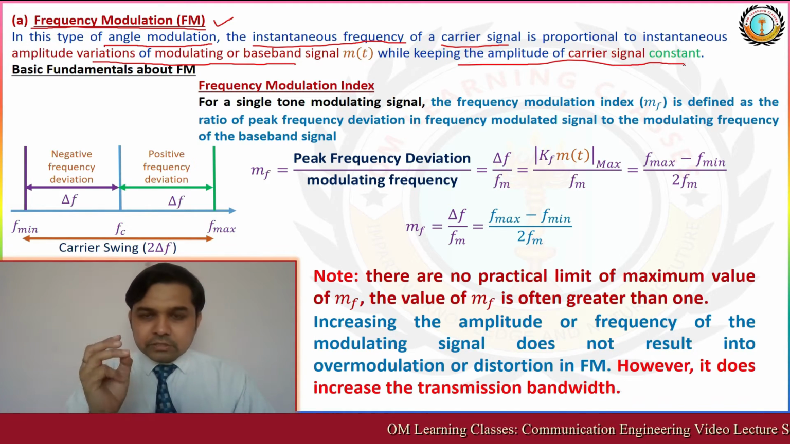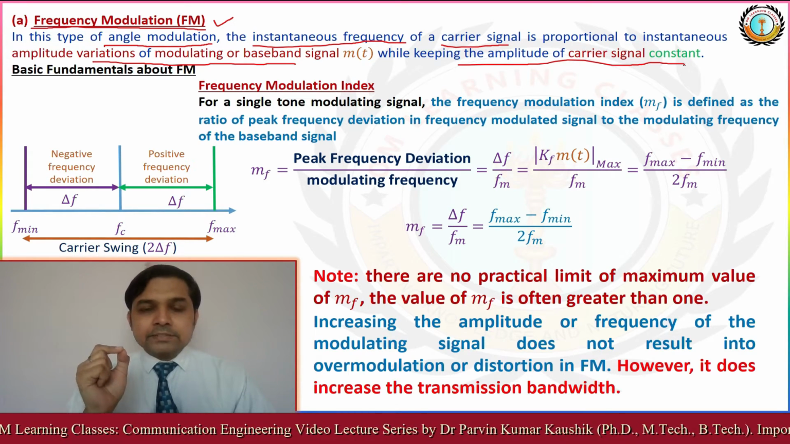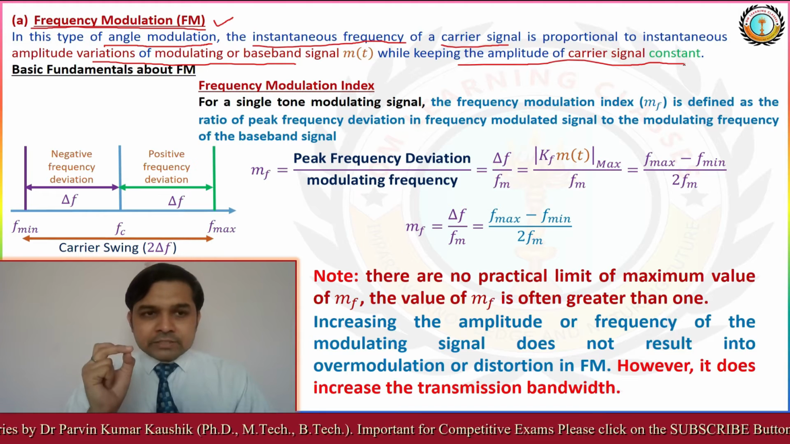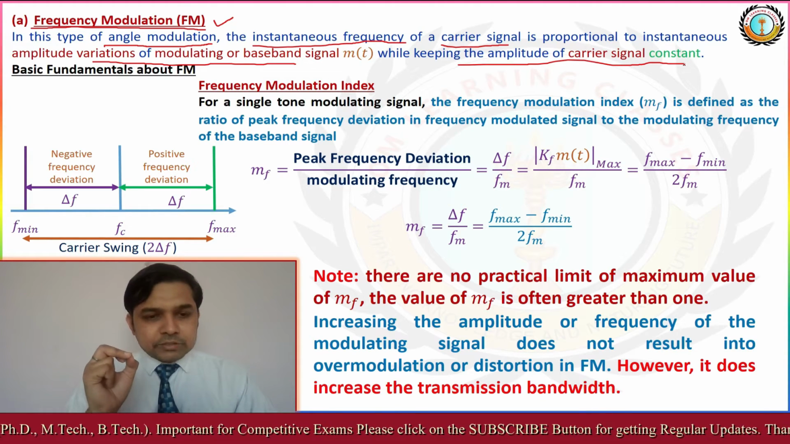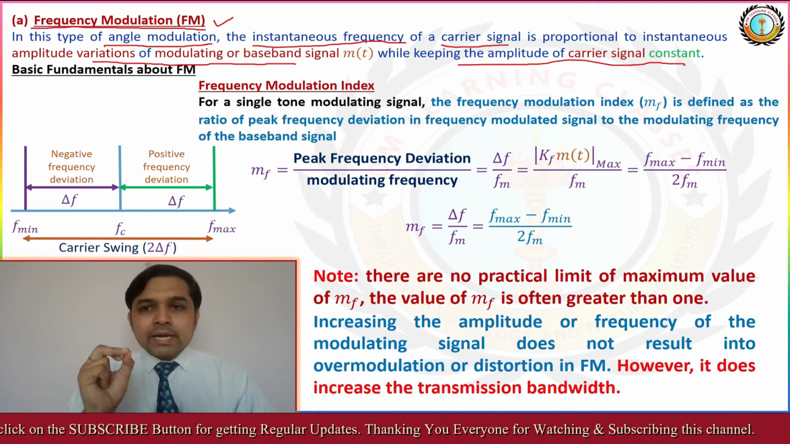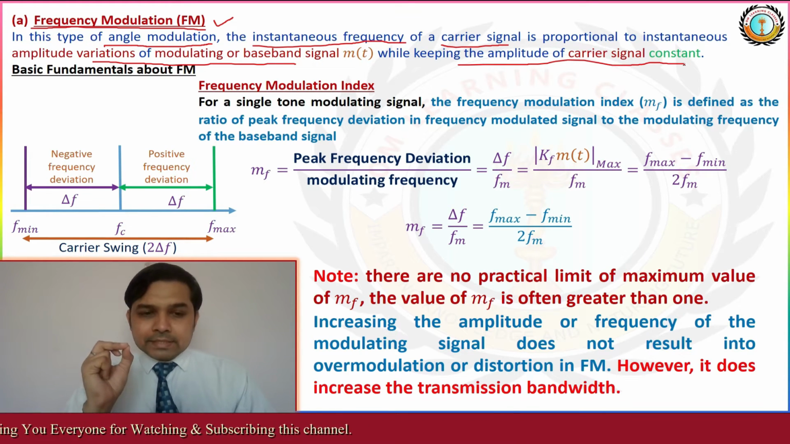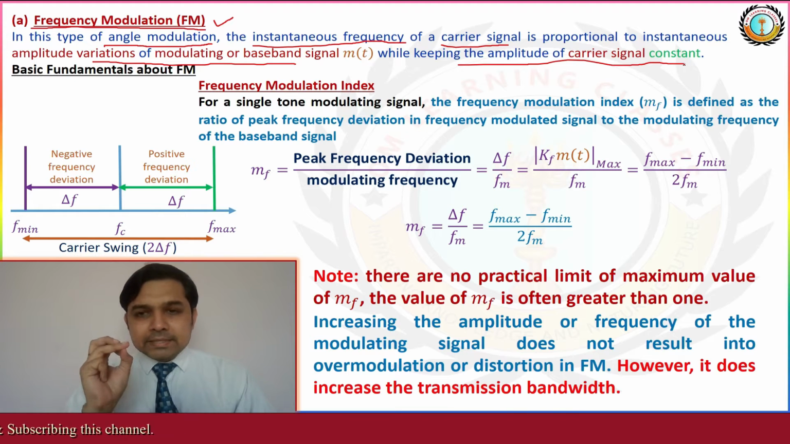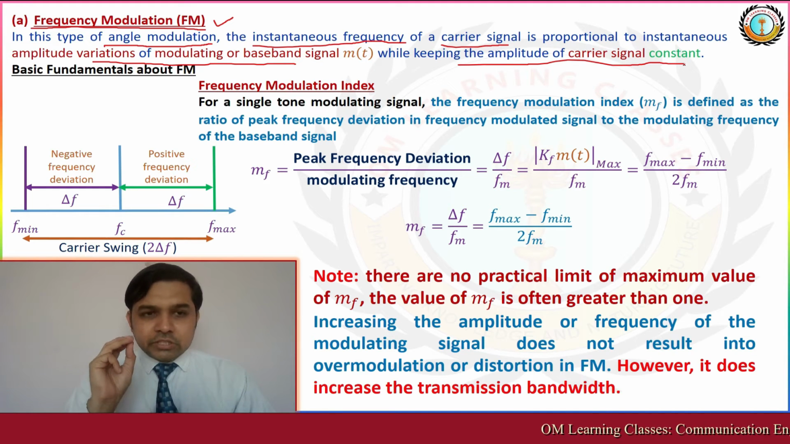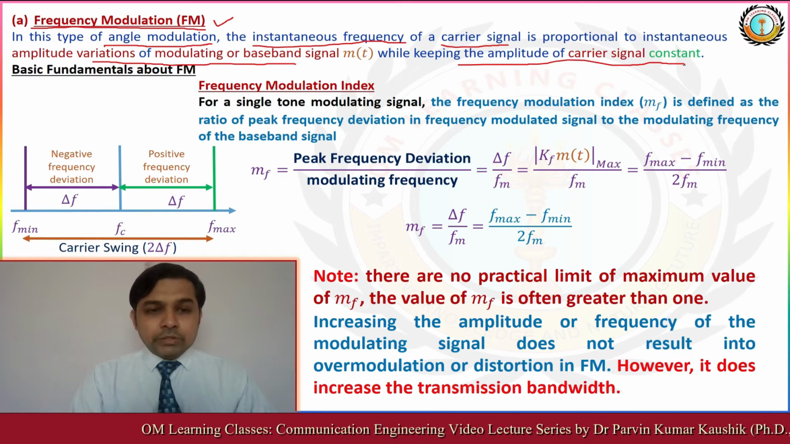So in this we have three things. The first fundamental thing, we have to calculate the instantaneous frequency of the carrier signal for frequency modulated signal. The second factor, that instantaneous frequency is calculated from frequency of the carrier signal with the instantaneous amplitude variation of amplitude of modulating signal. And the third fundamental, the amplitude of the carrier signal remains constant. So based upon these three fundamentals, we have the complete definition of frequency modulation.